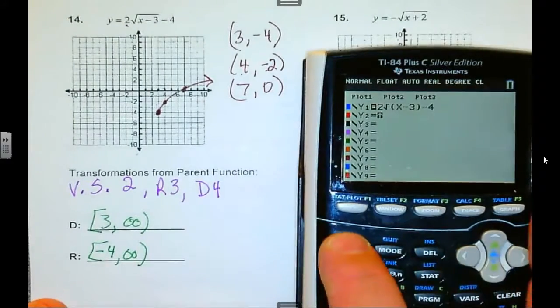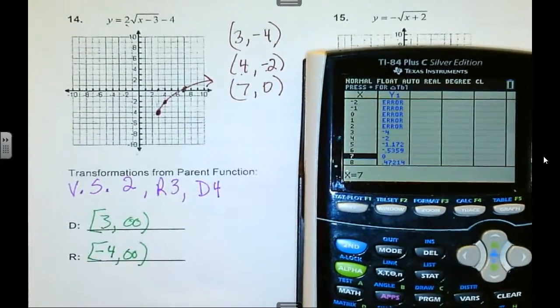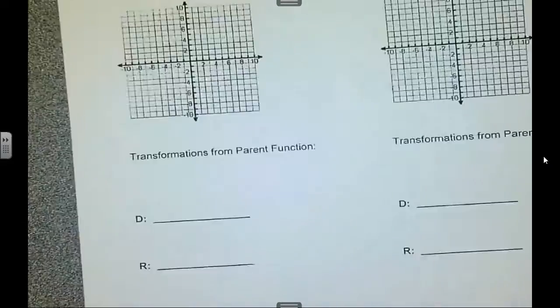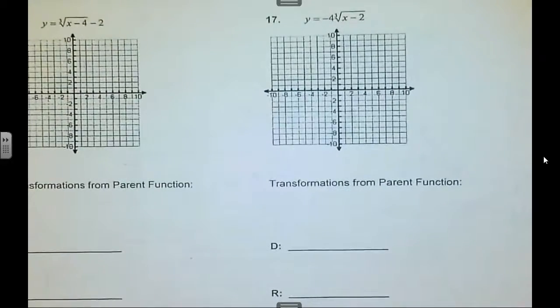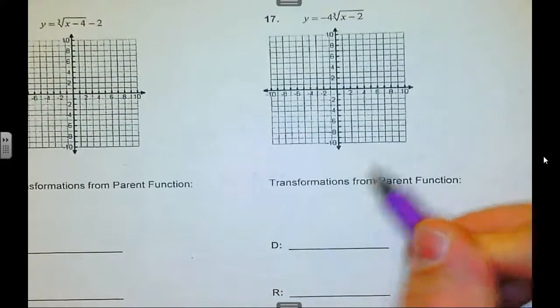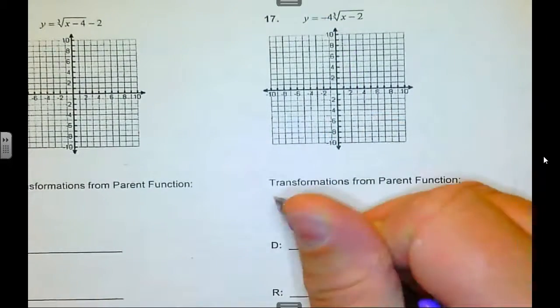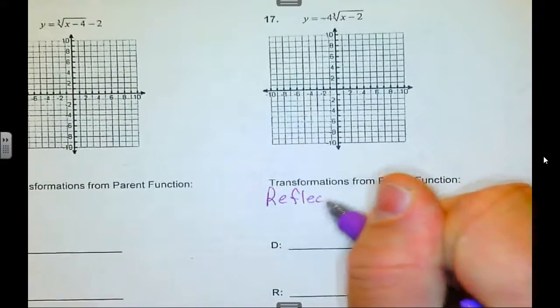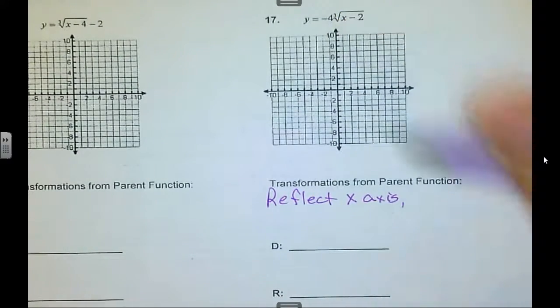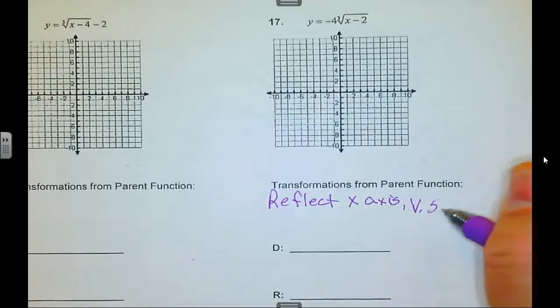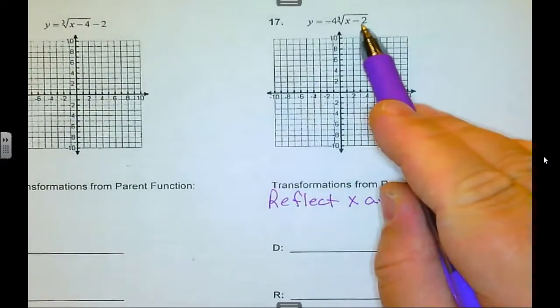Oh, hit second graph. And let's do a cube root. Let's do 17. Transformations. Reflect over the x-axis. Vertical stretch 4. And right 2.